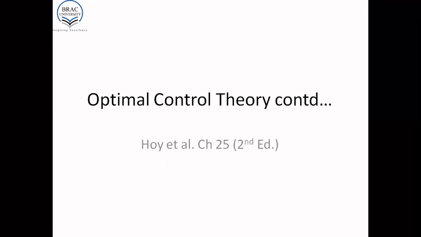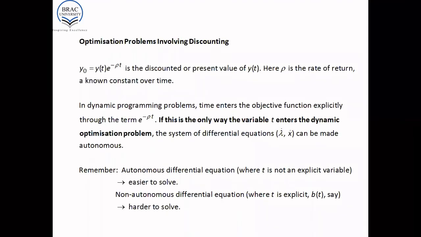So optimal control theory continued from Hoy's chapter 25. Now we're going to look at optimization problems involving discounting. Y naught is equal to y of t e to the power negative rho t, the discounted or present value of y of t. Here rho is the rate of return, which is a known constant over time.